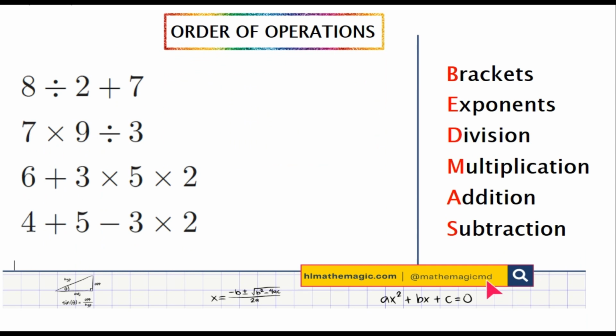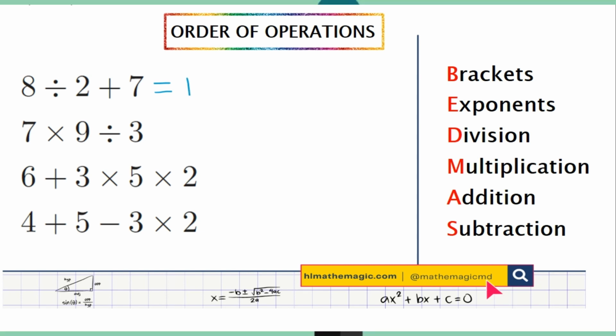Okay, so for this series of questions, we start with 8 divided by 2 plus 7. And 8 divided by 2 is going to be 4. 4 plus 7 is going to be 11. And on to the second question. So respecting the order of operations, we can do the division first, which is 3. And 7 times 3 is 21. On to question 3.